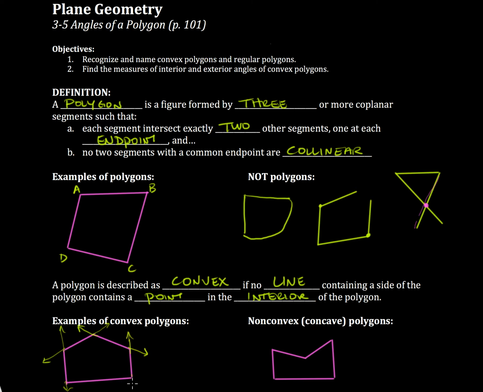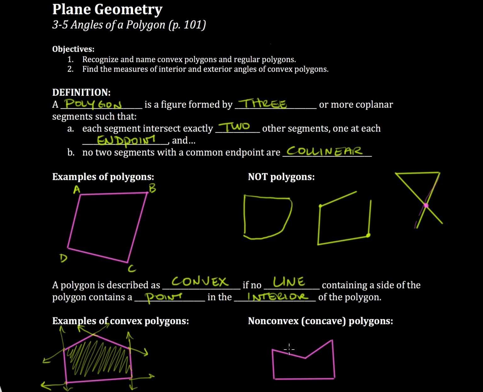Make this side go further in both directions, and finally make this bottom side go further in both directions. What you'll notice is none of those extended sides went into this space in here, which would be considered the interior of that polygon. All of those extended sides stayed on the exterior, the outside of the polygon. That means it fits the description that I've got for you right here: none of the lines containing sides of the polygon also contain a point in the interior of the polygon.